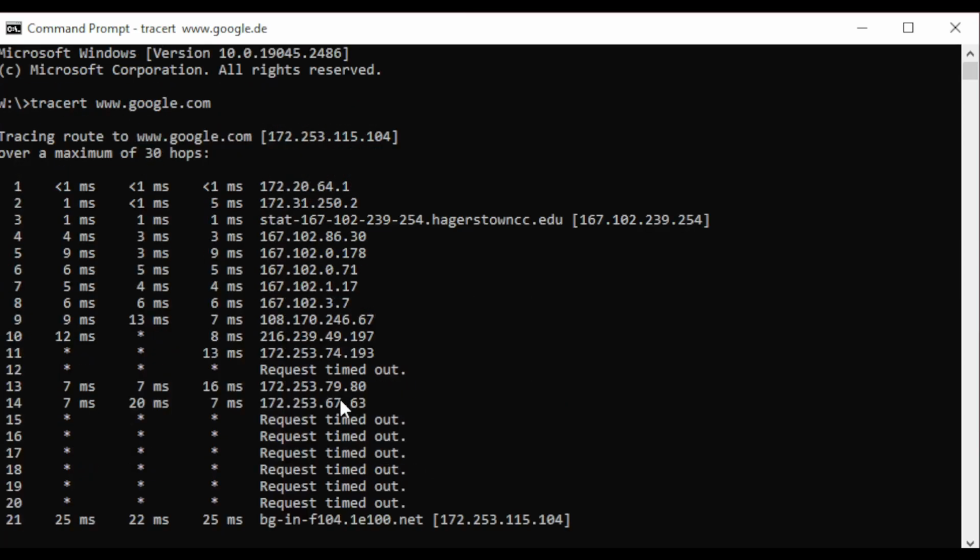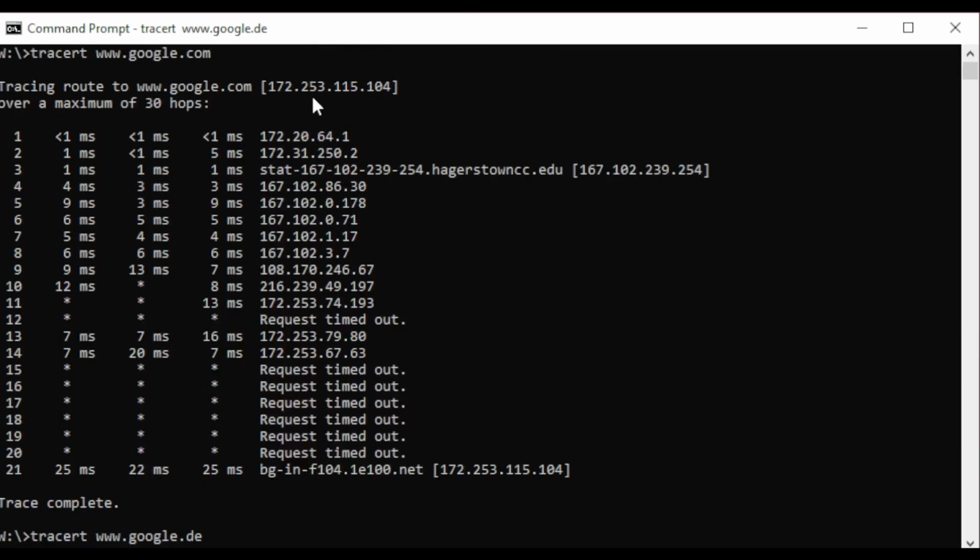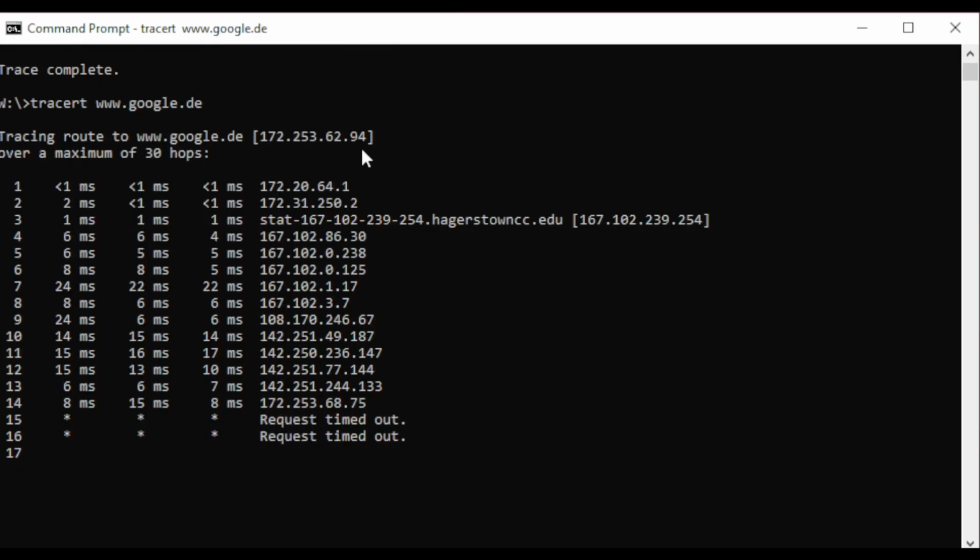Now, just because I'm curious. Yeah, so we have a different IP address here. If we look, the google.de one is 172.253.62.94, and this one was 172.253.115.114. I am curious.